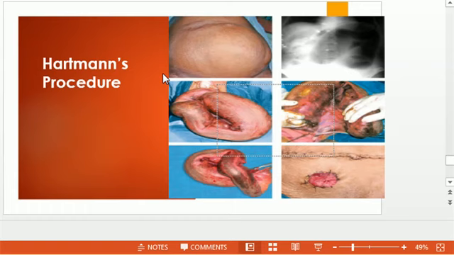Hartmann procedure. This is another procedure which is done for volvulus of the sigmoid colon when it is gangrenous, it is ischemic. So that part is resected. What is Hartmann procedure? In this procedure, the proximal end is brought out as a colostomy, and the distal segment which cannot be brought out is closed. It is sutured and is left inside the pelvis. This is Hartmann procedure, which is sometimes done for sigmoid volvulus when the colon is gangrenous.